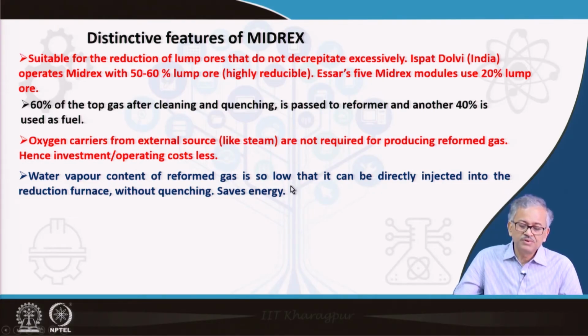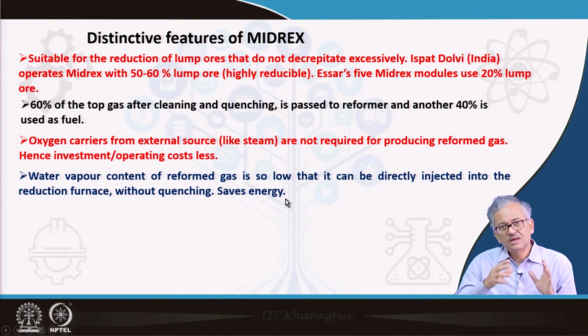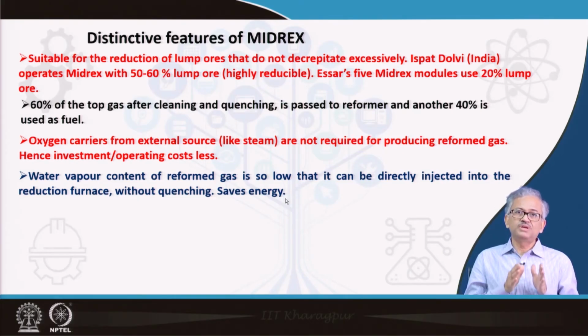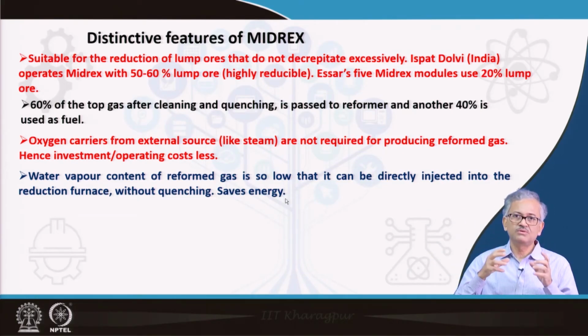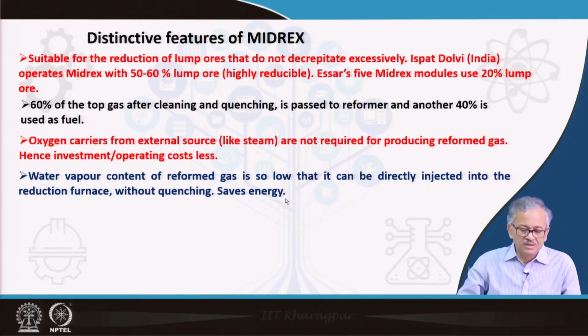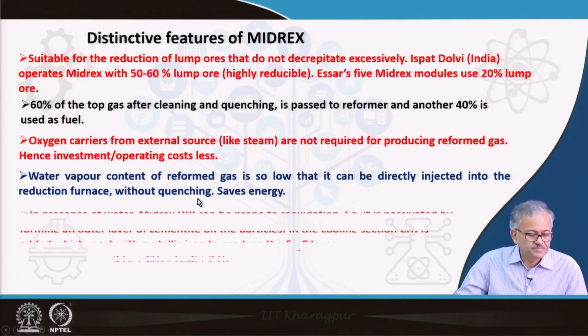Water vapor content of reforming gas is so low that it can be directly injected into the reduction furnace without quenching. This saves energy. Otherwise, if it comes from the steam reformer, you have to dehumidify it, and then you have to reheat it and then pass it on. But here, from the reforming unit, it goes directly in, because there is no requirement of dehumidification. And if you do the dehumidification in the process, you lose energy, and then again a gas heater is required. Here, those steps are not there. Gas directly from the reforming unit goes into the reactor.